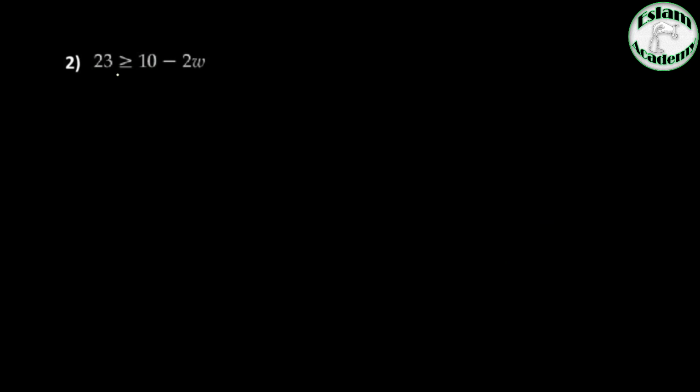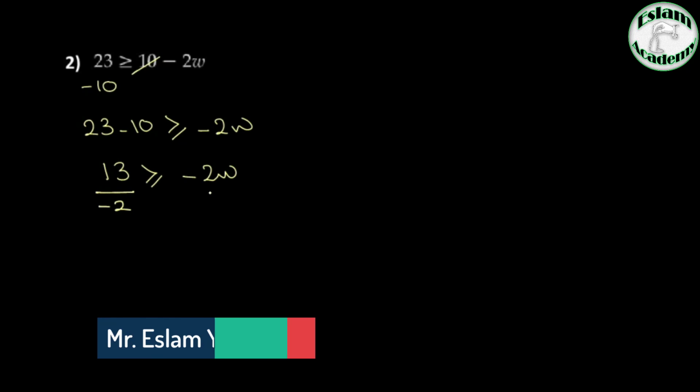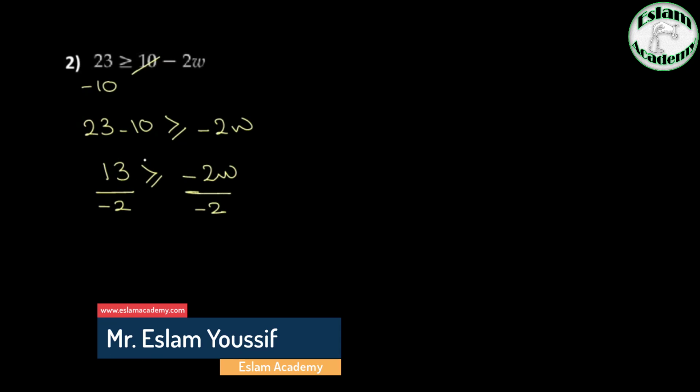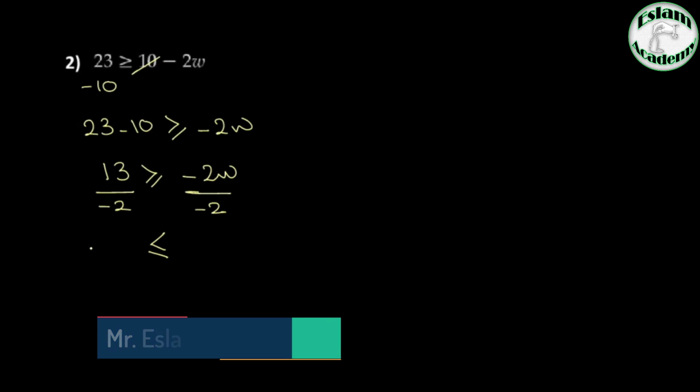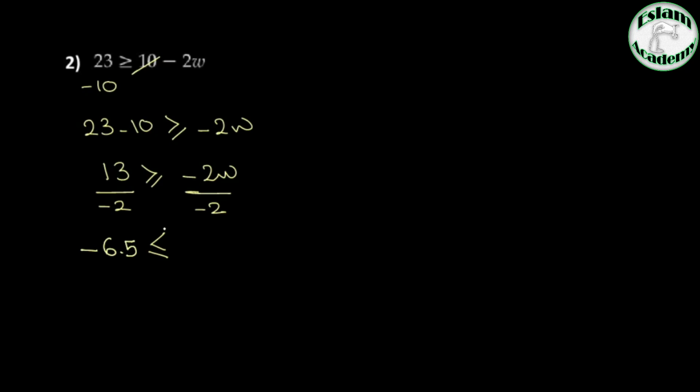Number 2. 23 is more than or equal to 10 minus 2w. By subtracting 10, we now have 23 minus 10 is more than or equal to negative 2w. So 23 minus 10 equals 13, more than or equal to negative 2w. Divide by negative 2. Because we divide by a negative, we change the sign of the inequality. 13 divided by negative 2 equals negative 6.5. And to cancel negative 2, that will be w.